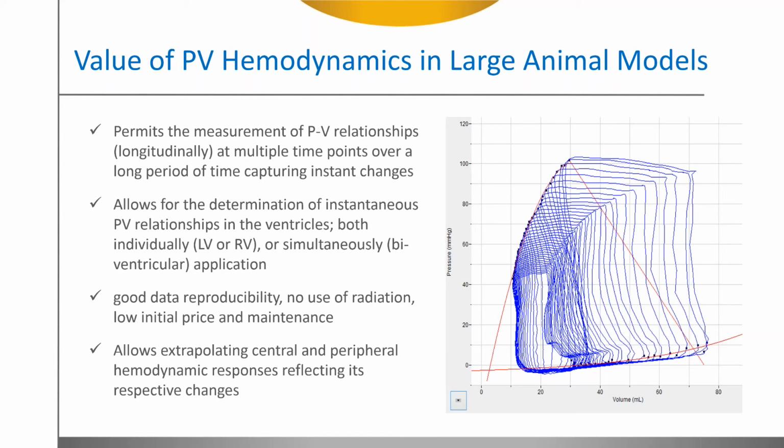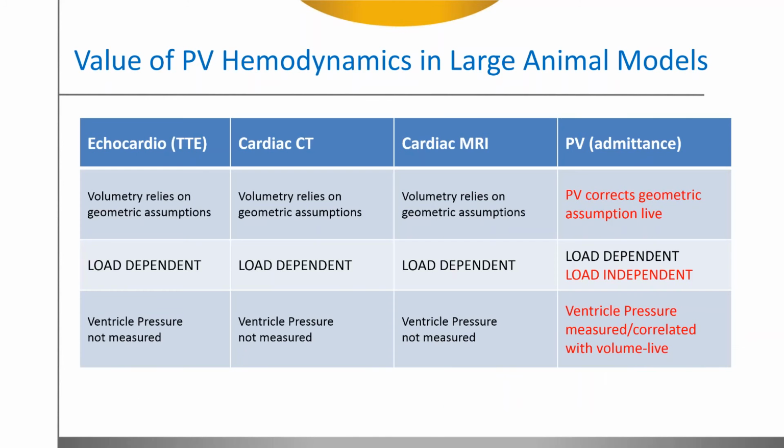It also allows extrapolating central and peripheral hemodynamic responses, reflecting respective changes, as demonstrated by the PV graph chart on the right side of the slide, capturing both end-systolic elastance and arterial elastance. Moving to the next slide, value of PV hemodynamics in large animal models.